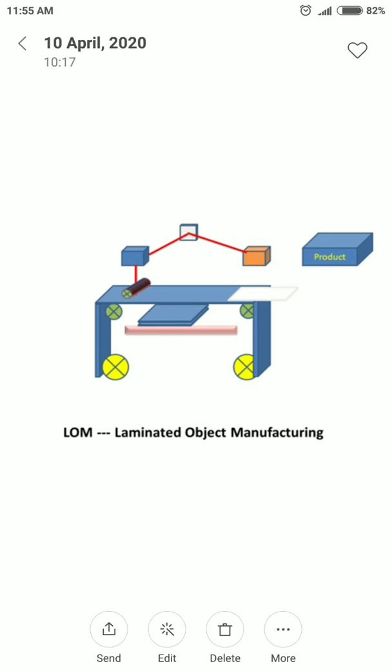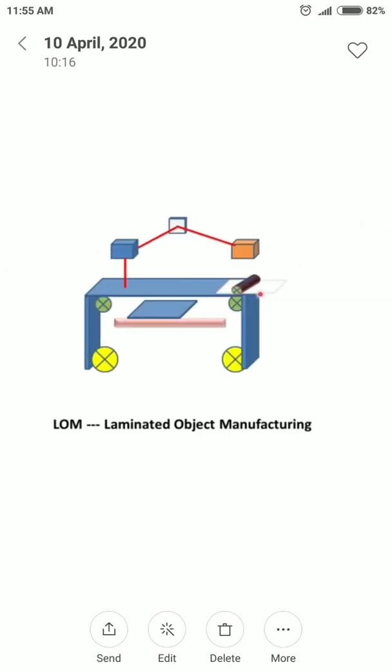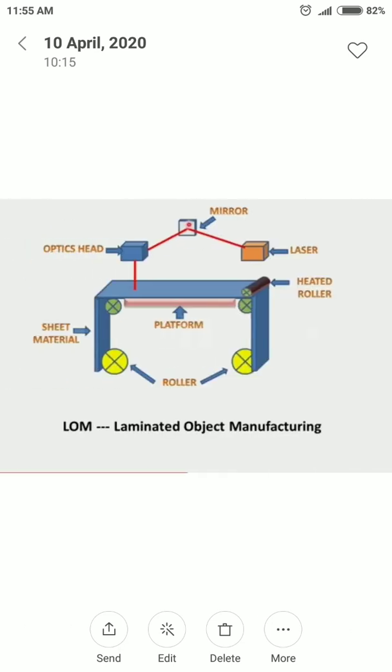The important thing is that you have to understand the slide and the concept clearly. For the main exam, if they ask you to explain or write the working principle of laminated object manufacturing, you have to write this diagram. Very interesting, very important, and very simple also.